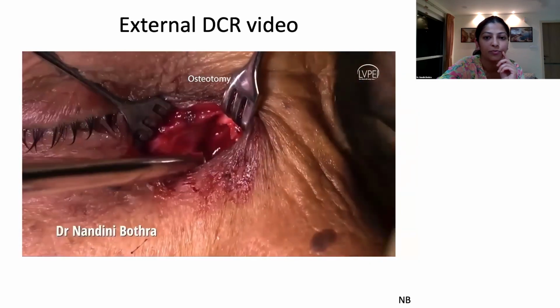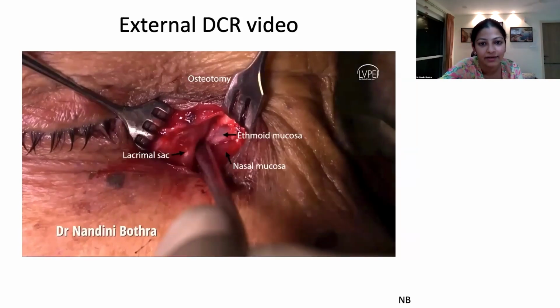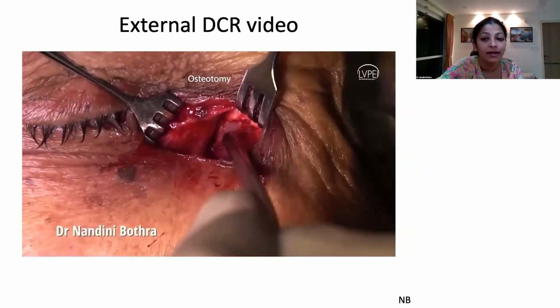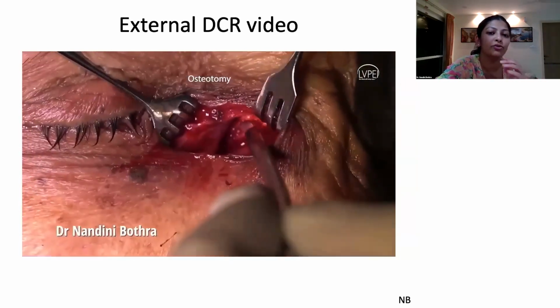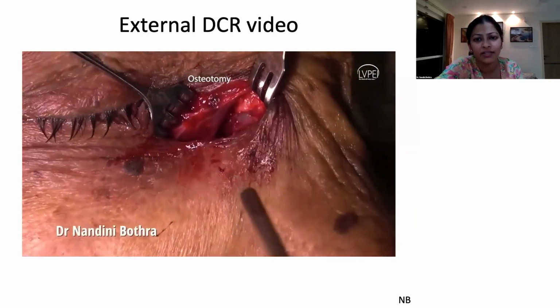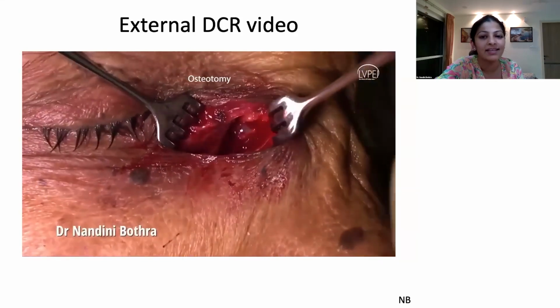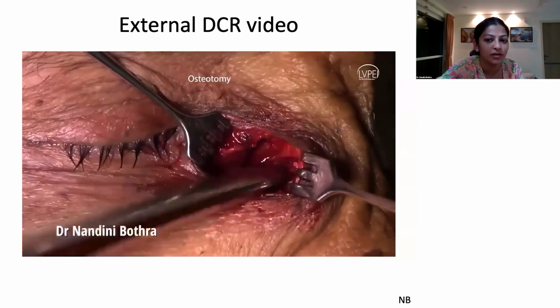So one large piece of bone is still pending, which is right exactly in front of your sac. The grayish mucosa that you see below is your ethmoidal mucosa. That automatically indicates that you're very close to completing your superior osteotomy. So very closely observe the different colors that you're seeing. The ethmoidal mucosa is grayish in color. The sac is light pink in color, whereas your nasal mucosa is reddish in color.